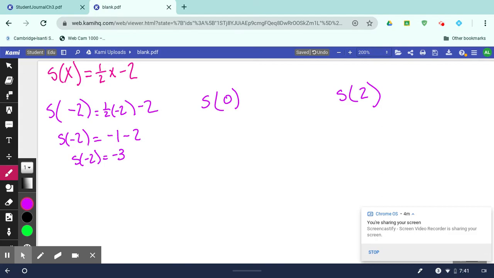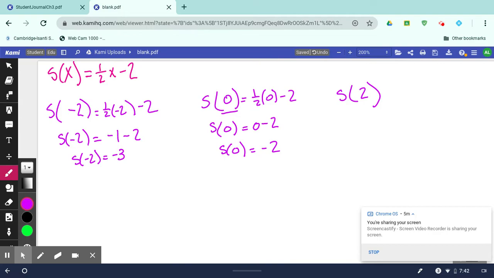Let's go with 0. It seems like a lot of work to plug in and plug in and plug in, but usually the math on these isn't too difficult. So 1/2 times x, my x right now is 0, minus 2. I know that 1/2 times 0 is 0, and 0 minus 2 is -2. So I have my second value.